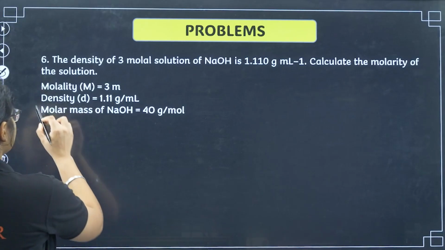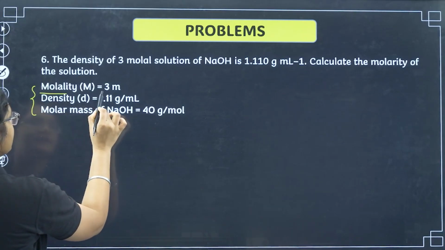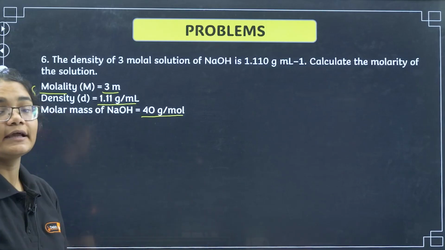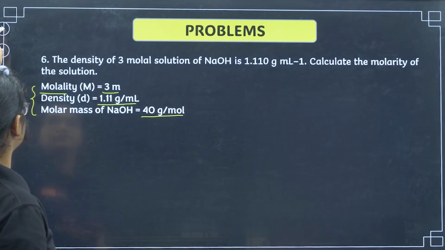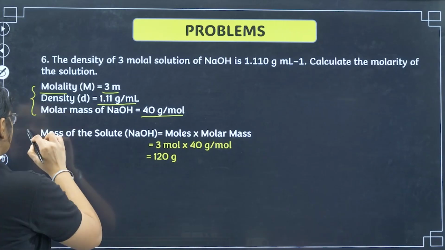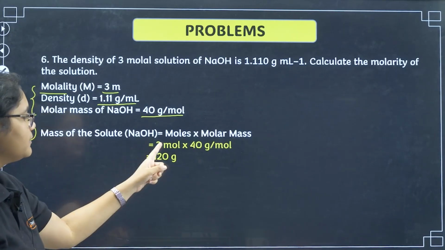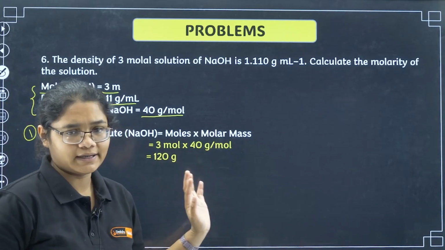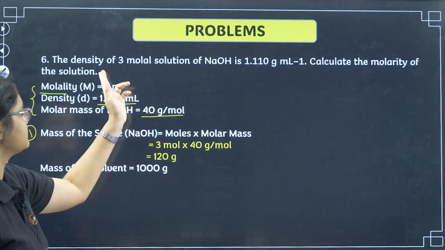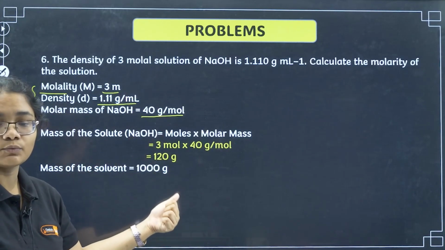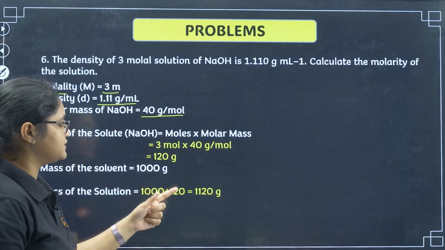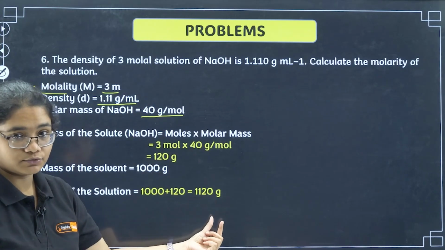Okay, so these are the data that is given to me. Molality is 3m, density is 1.11, molar mass is 40 gram per mole. Now first thing we can do is to calculate the mass of the solute. Step 1 is to calculate the mass of the solute: 3 moles times 40 gram per mole, 120 gram. Mass of the solvent we can directly know because it is molality. Mass of the solvent is 1 kg. Next, mass of the solution, this plus this, 1120.